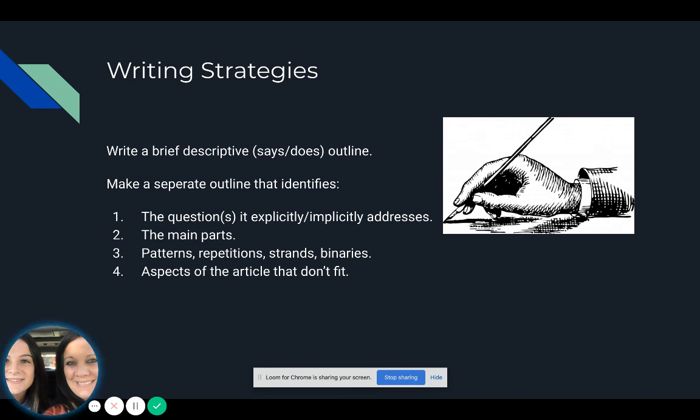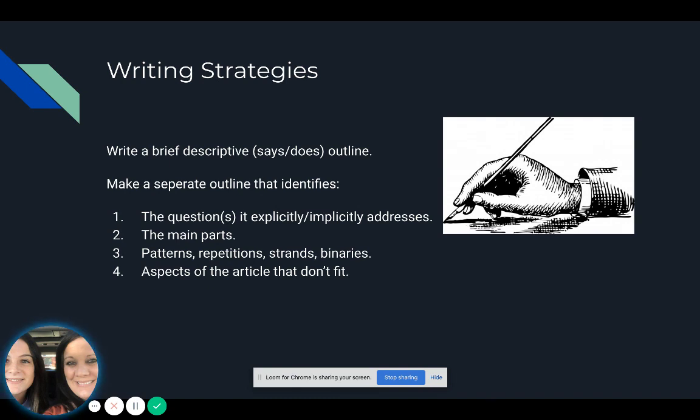So the thing that you want to look at when you're looking at the says-does, there are four different things here. The first one is the questions that the author addresses. Is it explicit or implicit? So basically, does the author straight up tell you what he's saying or what he's meaning? Or is he implying it by subtly hiding it in the text? And then you as a reader, your job is to pull that out.